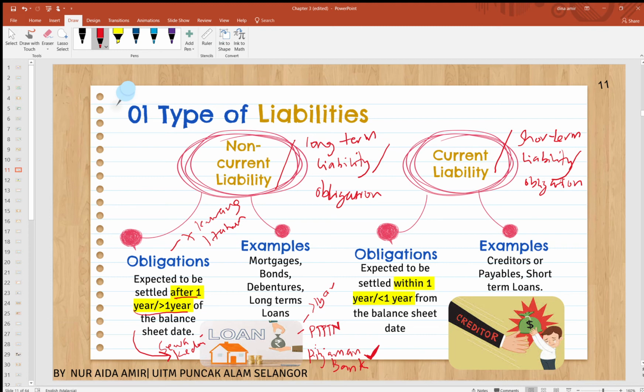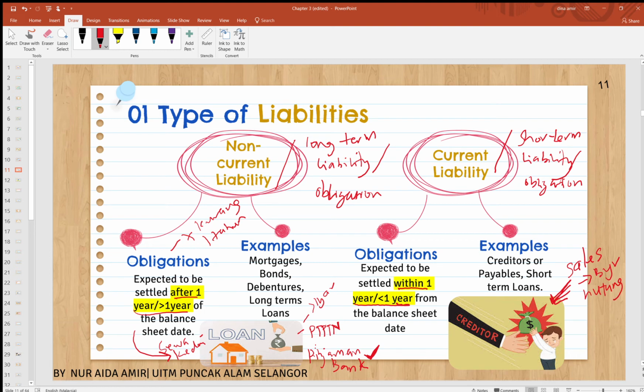Current liabilities pula, obligation dia tamat dalam jangka masa yang kurang 1 tahun, ataupun dalam setahun tu dah settle dah hutang-hutang you. For example, macam you beli barang secara hutang daripada kedai bakery. You kata kat uncle bakery, I nak bayar hutang ni minggu depan. So, hutang you tu dah settle sebab you dah boleh buat sales. Bila you dapat sales, you terus bayar hutang you dengan cepat. That is what we call as current liabilities.